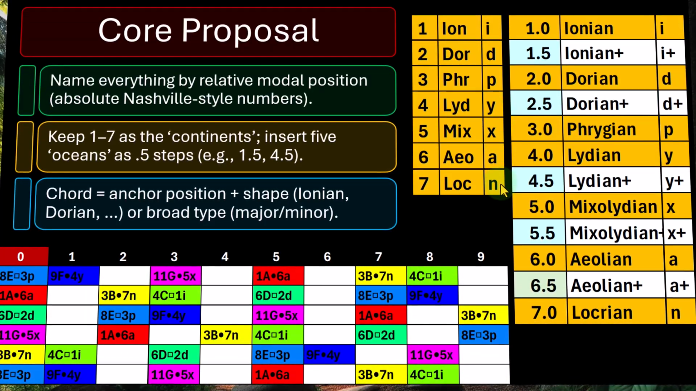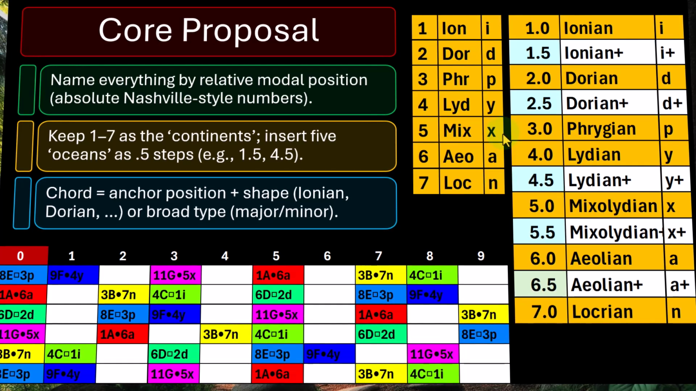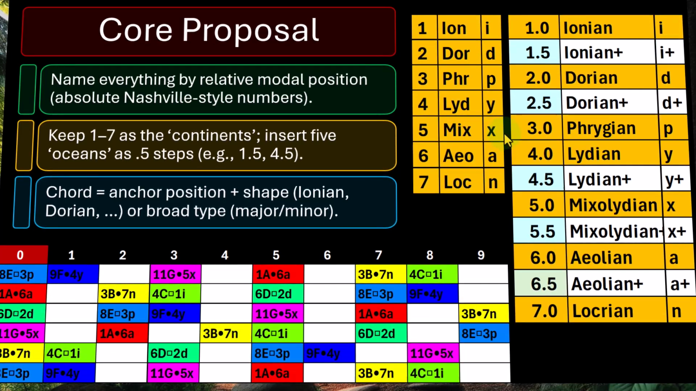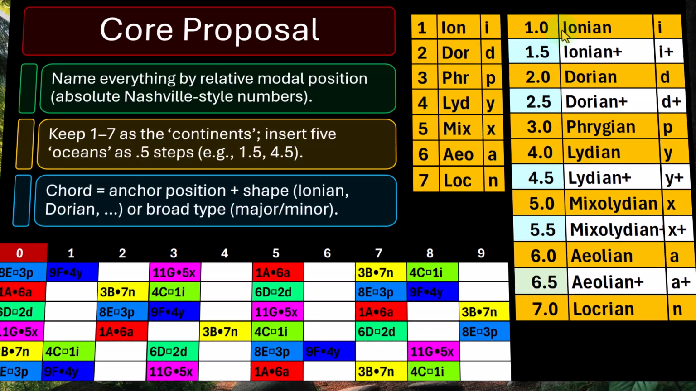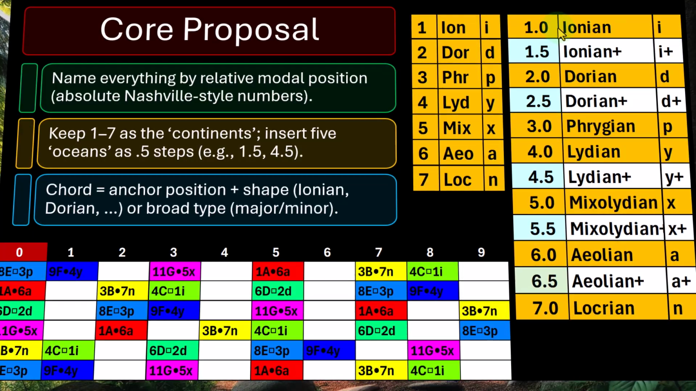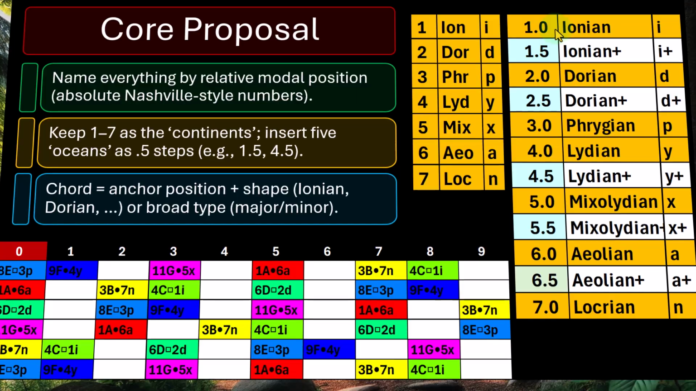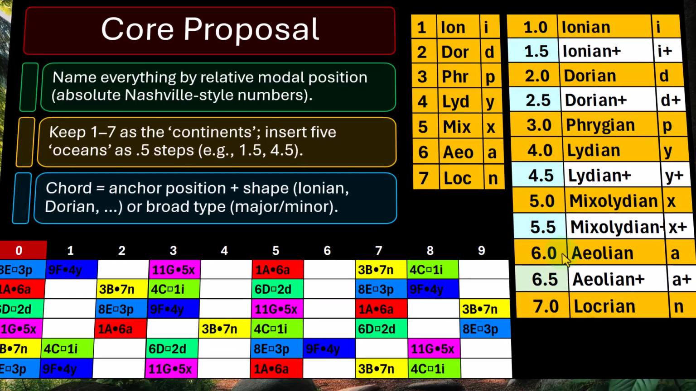Right? The diminished would be a Locrian chord. Flat 7 with a major chord would be a Mixolydian chord. So that gives me all the normal flavors. When we number the system, we number it by the notes that are in the collection: 1, 2, 3, 4, 5, 6, 7.